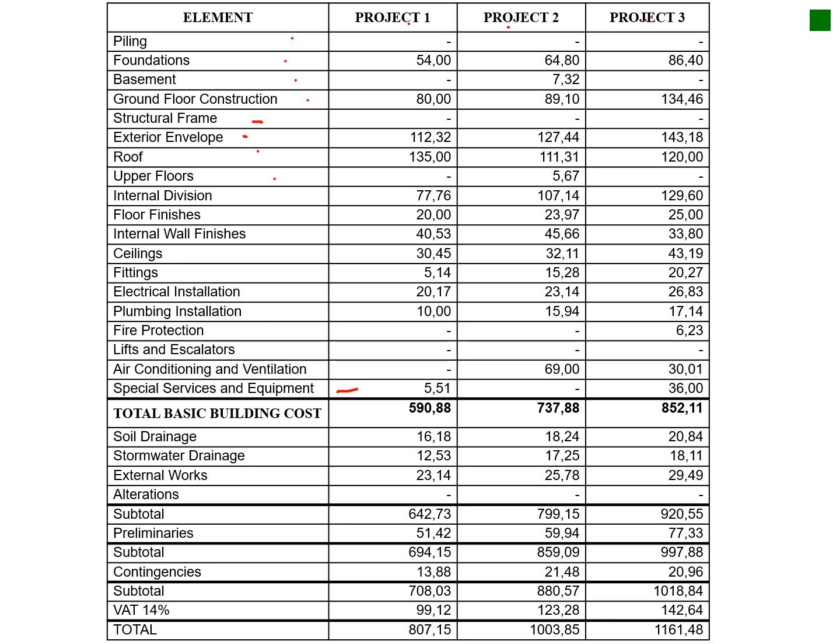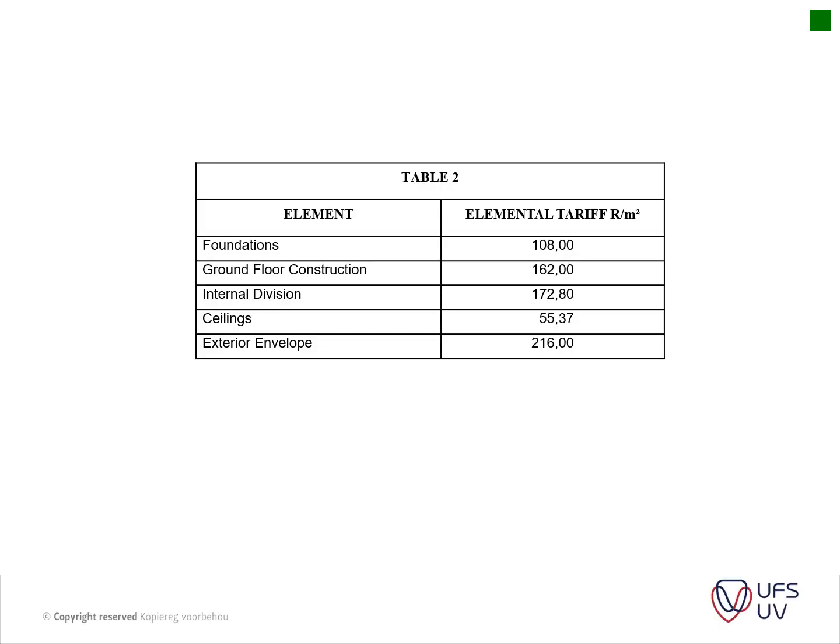Then the basic building cost was calculated for project 1, 2, and 3. You can see these projects were probably spread over a couple of years, as they have inflated over the years. Then you've calculated your basic building cost, and you've got some soil drainage, stormwater drainage, external works, alterations, you get your subtotal, and then you calculate all the rest, your contingencies and your VAT. Very straightforward. So this is the information that's given to you. Again, this is the other information that's given to you.